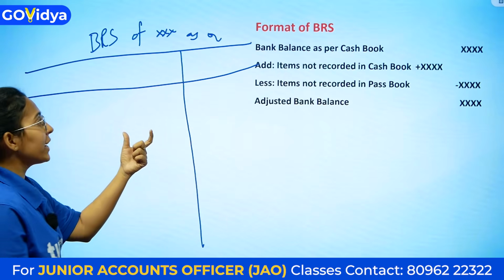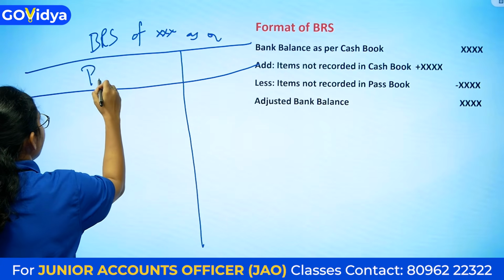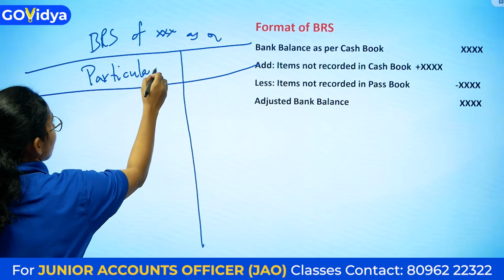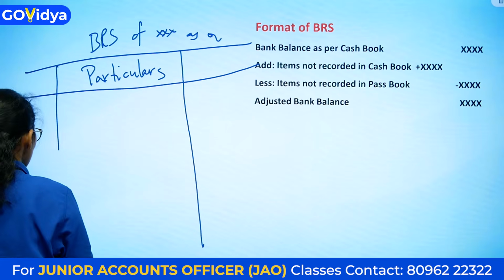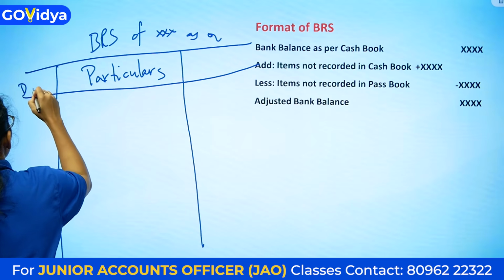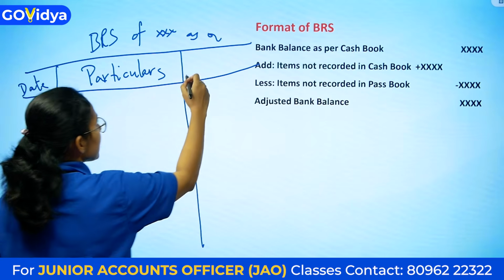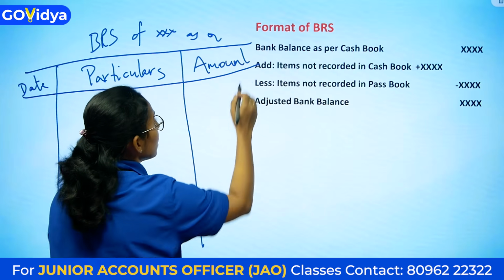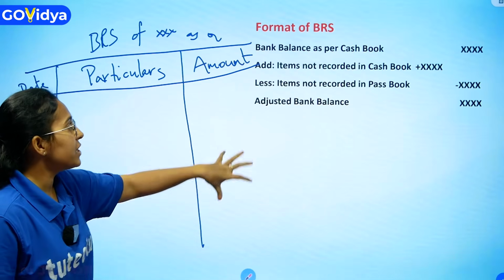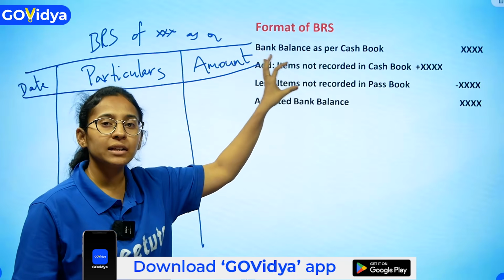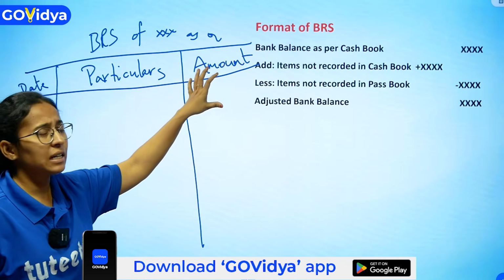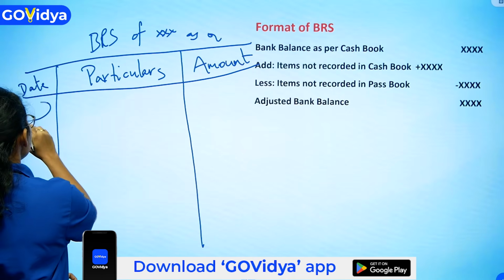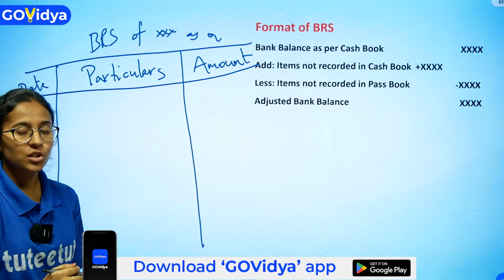So this is the format of BRS. Only 2 columns will be there, particulars and amount, or sometimes if it has multiple dates you can also consider the date column as well. So dates, particulars and the amount. You might have seen a few books with the debit and the credit column. Instead of writing the debit and credit column, you can directly use the amount column as well. Okay, so now here we have to write the date. The date of the transaction should be there.